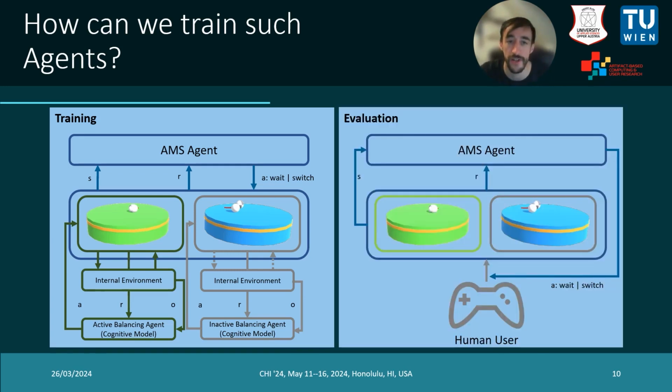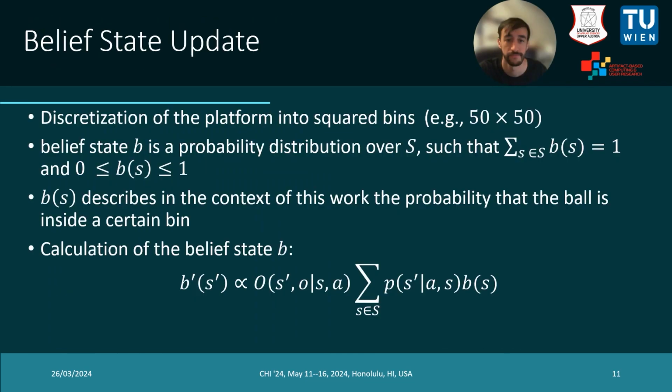And then for the evaluation, we do not have to use our training environment anymore. We just use humans instead of the model. And since the supervisor was trained based on our model mimicking humans, now this agent should also work for real humans. The next step, we have to define how we can update the belief state.